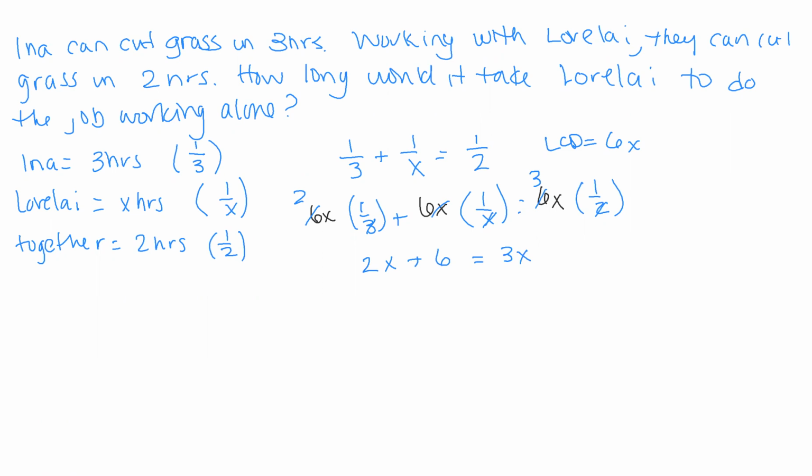So again, with a little bit of work, we converted our rational equation to something linear. I want to solve for x. I do that by getting my x's together. So I get 6 equals x. And what this means is x equals 6 hours if Lorelei works alone.